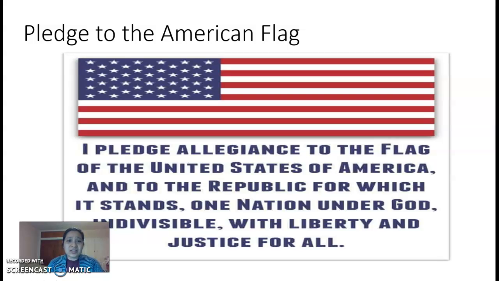The pledge to the American flag. Think of the flag. The flag has the allegiance. This is what they used to say in school a long time ago, and they still do today. I pledge allegiance to the flag of the United States of America and to the republic for which it stands, one nation under God, indivisible, with liberty and justice for all. This is standing for the whole country, justice for the whole country. That's what the flag represents.